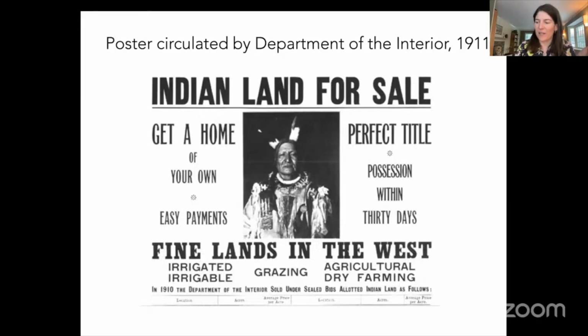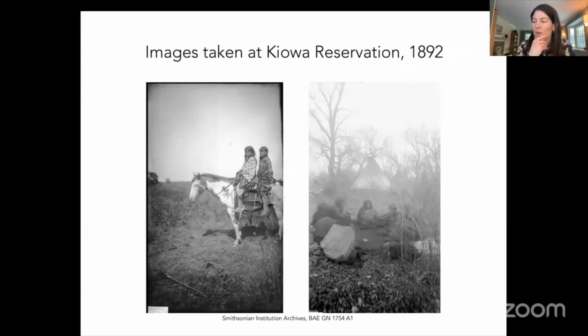But something that historians have overlooked is that portions of Indian reservations also became the nation's first wildlife reservations. The Kiowa Comanche reservation was opened to non-Indian settlement in 1901, and in 1907, the American Bison Society persuaded the federal government that this should be the first site of bison restoration.